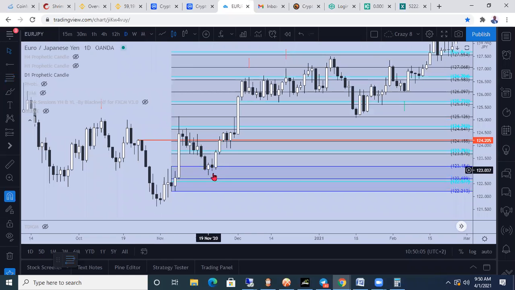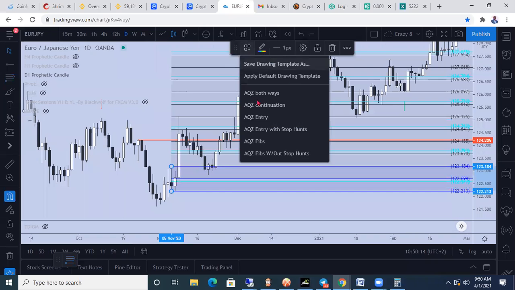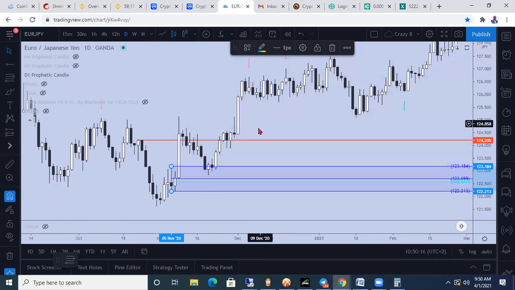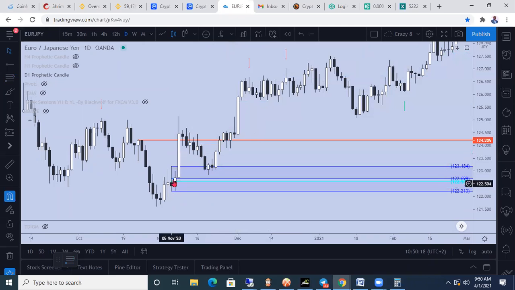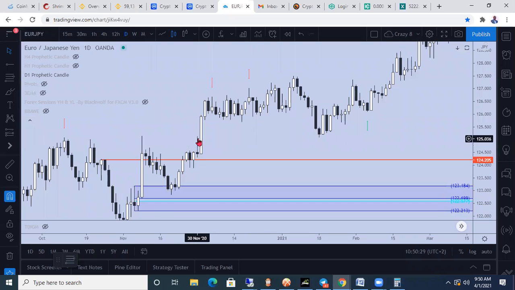See, price traded into my buy zone. Anywhere within here, I could buy, right? Let me make this fib better to the eyes, right? So this is the last bearish candle responsible for that high. Price traded straight down into this point, and I'm buying, right? Again, this was the last bearish candle responsible for this high.